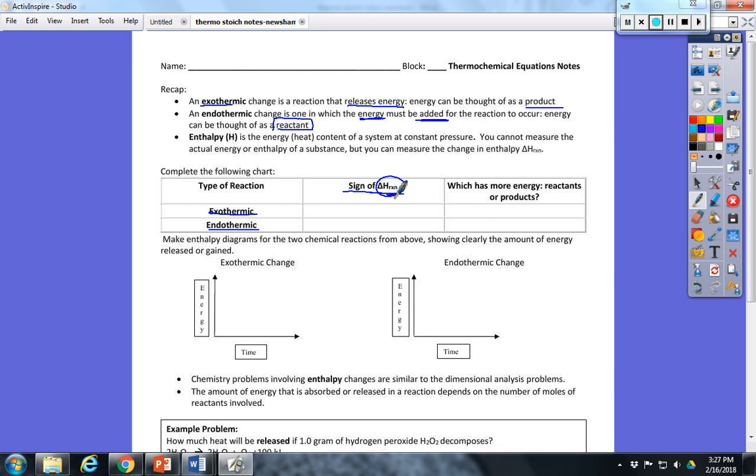So exothermic, exit, we're going to put a negative sign. And when we put that negative sign, we are not saying that that value is less than 0. We are saying that we're exiting the system, so negative. And then endothermic, positive, meaning we're adding energy to that reaction so that it can occur.